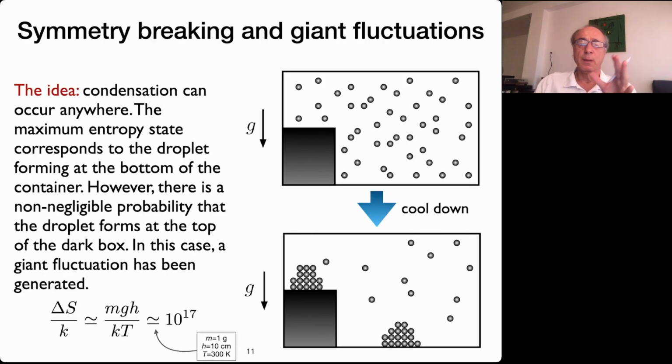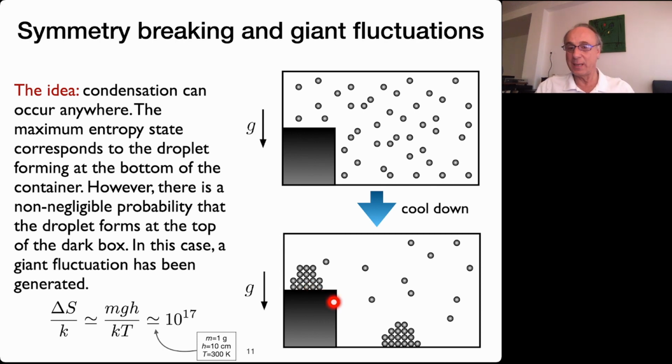So let me explain how a giant fluctuation can be originated when a system undergoes symmetry breaking, phase transition, or ergodicity breaking. For instance, suppose that I have a gas in the gravity field of the Earth. The gas is in a box, and here there is a kind of shelf. If I cool down the gas below the condensation point, the gas starts to form drops. You can have a drop here on the top of the shelf, or you can have a drop here at the bottom of the box. And the probability that the drop forms here or here is almost the same. We see it in the bathroom, that we can have drops formed everywhere.